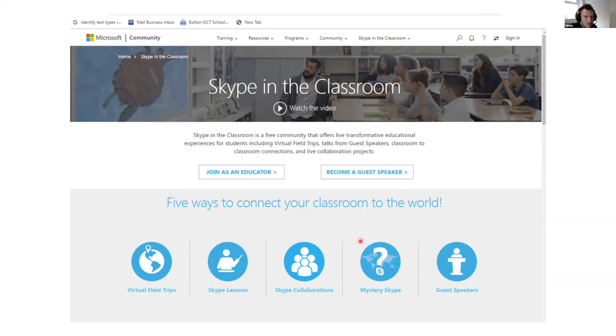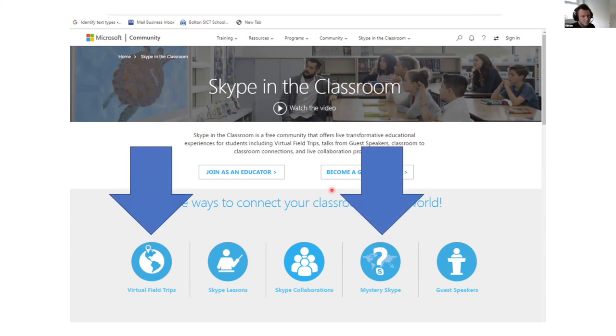I'll talk about the two that I've used most. It's free, and you can use either your existing Skype address if you have one, or you can create one just for your class. As long as you've got a webcam, or most laptops have a webcam, or even an iPad or a phone, you can connect using Skype, and it's opened up so many things for the children that I've worked with. The two main ones that I've used are virtual field trips and mystery Skype, so these are the two I'm going to talk about now.